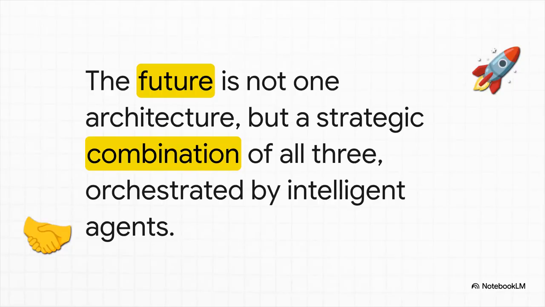So where is all of this going? Well, the future isn't about picking just one. The most powerful AI systems are going to be hybrids. They'll have intelligent agents that act like conductors, orchestrating complex tasks that use both the lightning speed of vector search and the deep relational reasoning of graphs. You get the best of all worlds.